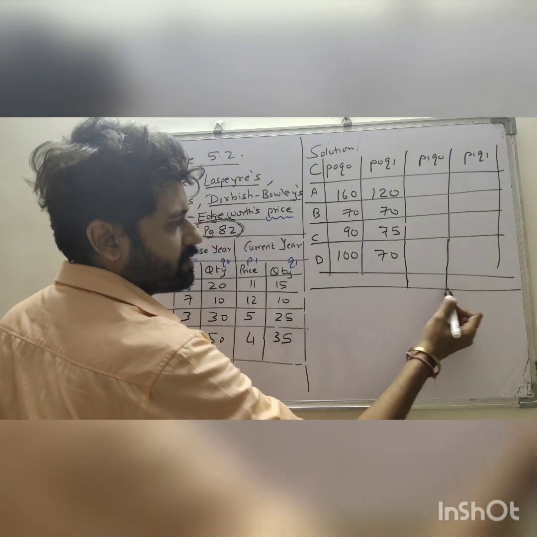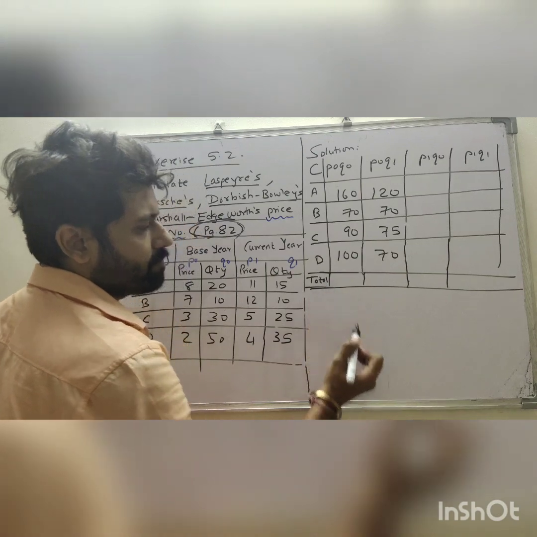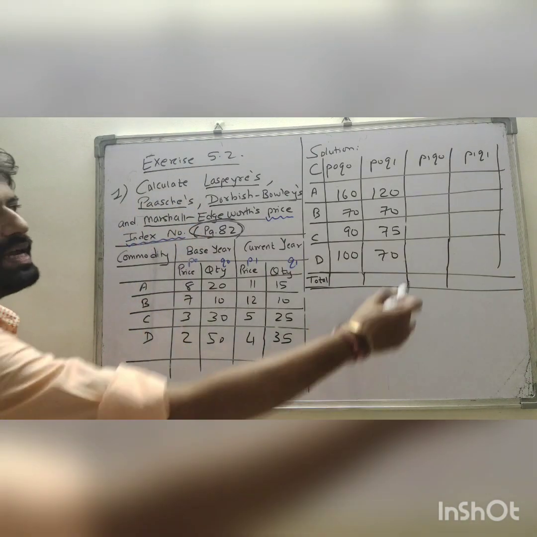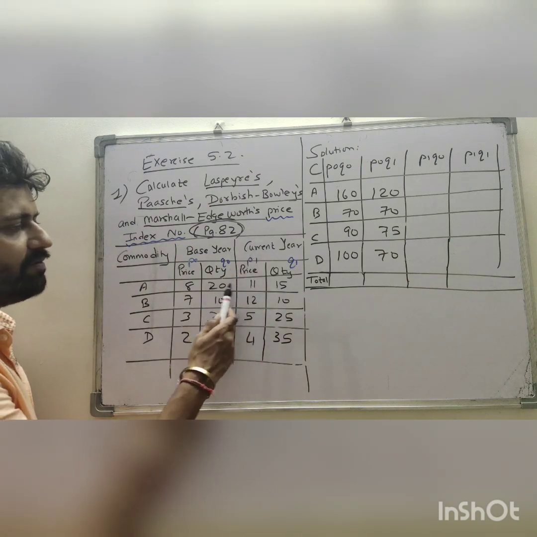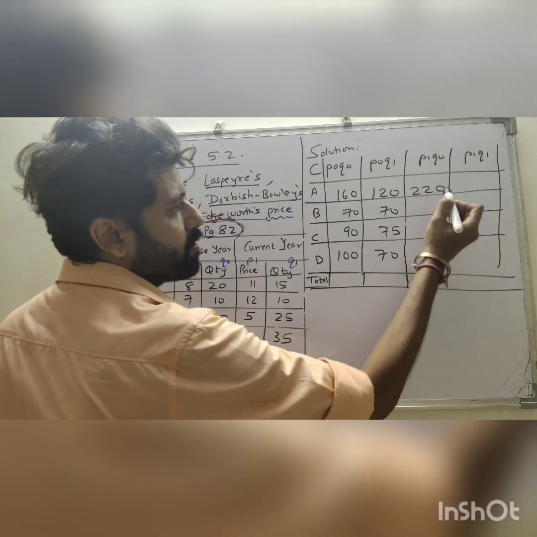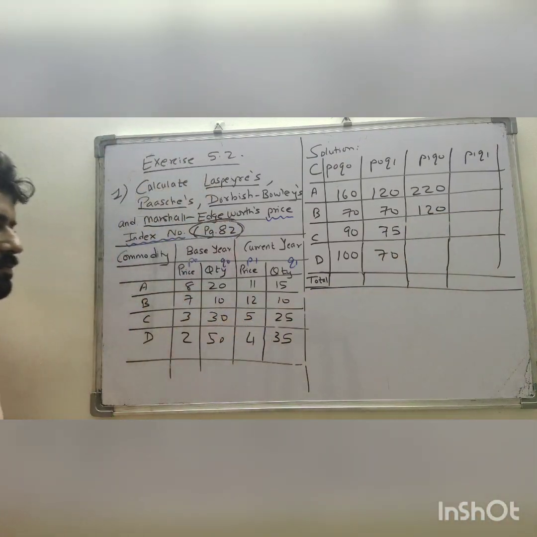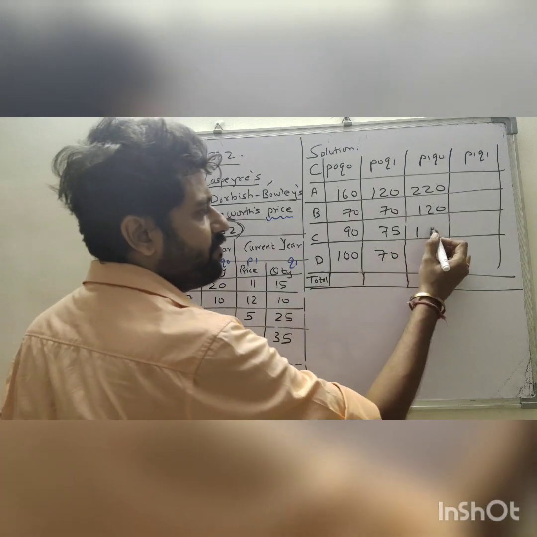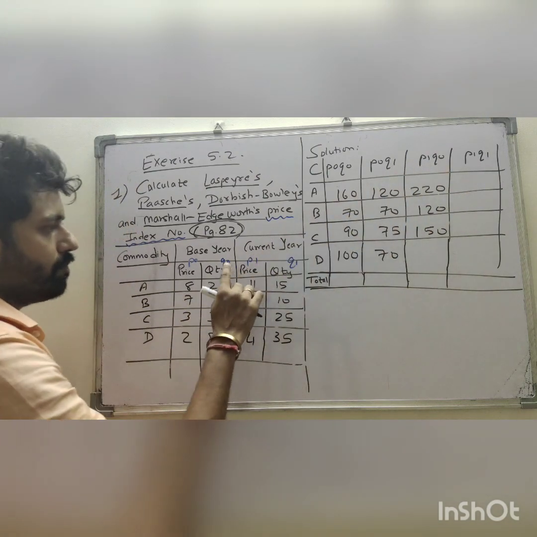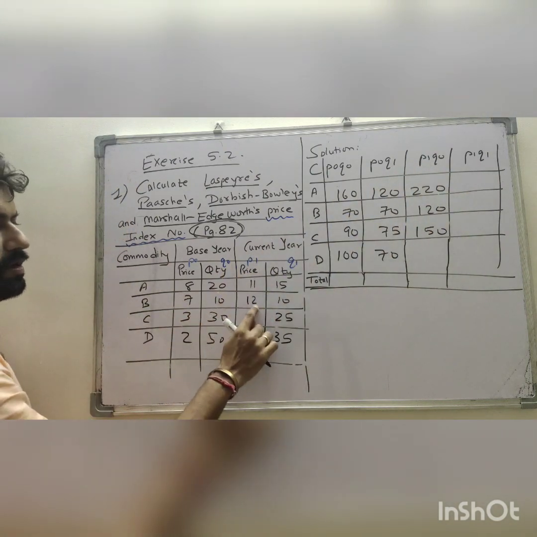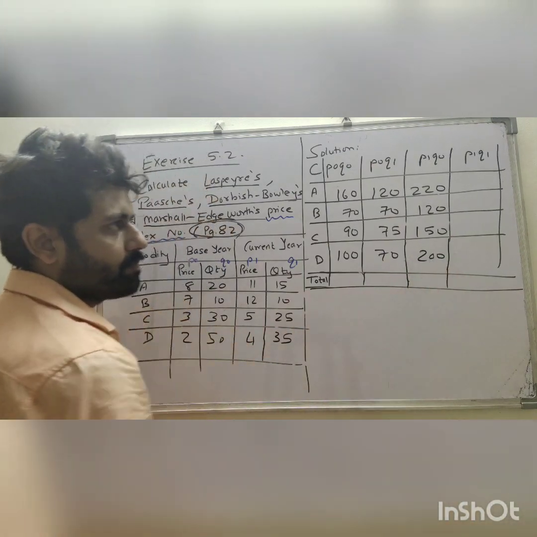Of course, the last column will give us T, T for total. The next column is asking P1 multiplied by Q0. P1 multiplied by Q0. 11 2s are 22, 220. 12 10s are 120. 5 3s are 150. P1 Q0. 12 tens are, 3 5s are, 4 5s are 20, 200.